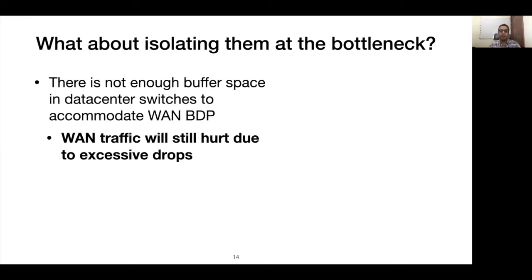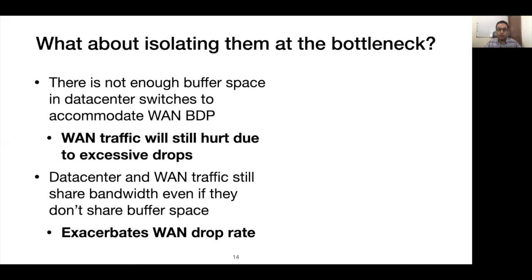This means that the WAN traffic can consume the whole memory of a shallow buffer switch. In other words, isolation does not address the problem of WAN traffic needing more buffer space. This is made worse by the fact that WAN traffic will still share the bandwidth with data center traffic, even if they're not sharing the buffer space. In other words, the available bandwidth to WAN traffic can change hundreds of times within a single WAN RTT. This exacerbates the issue of packet dropping caused by the lack of buffering.